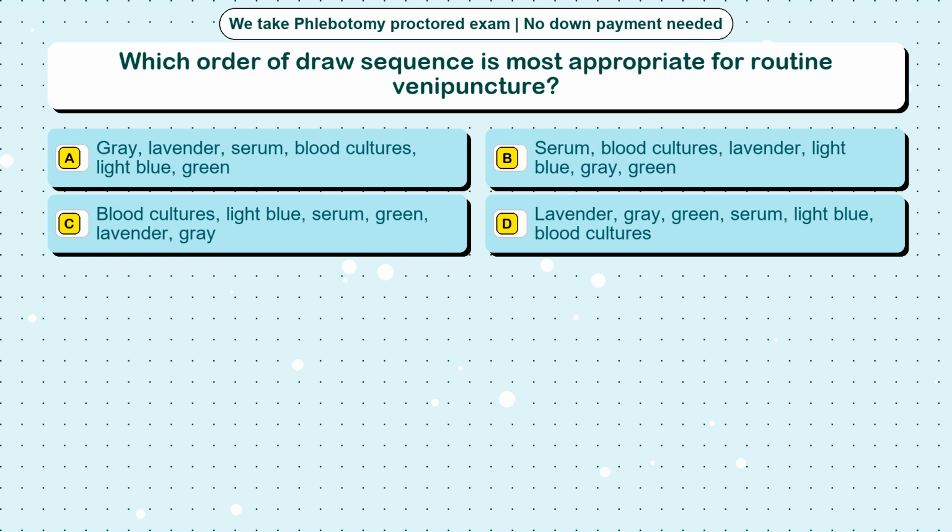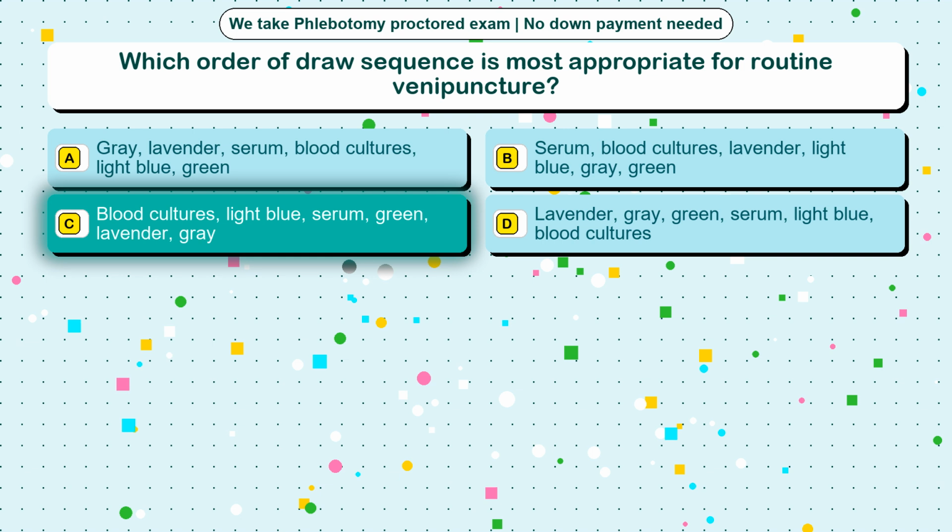Question 97. Which order of draw sequence is most appropriate for routine venipuncture? Option A, gray, lavender, serum, blood cultures, light blue, green. Option B, serum, blood cultures, lavender, light blue, gray, green. Option C, blood cultures, light blue, serum, green, lavender, gray. Option D, lavender, gray, green, serum, light blue, blood cultures. The correct answer is option C.